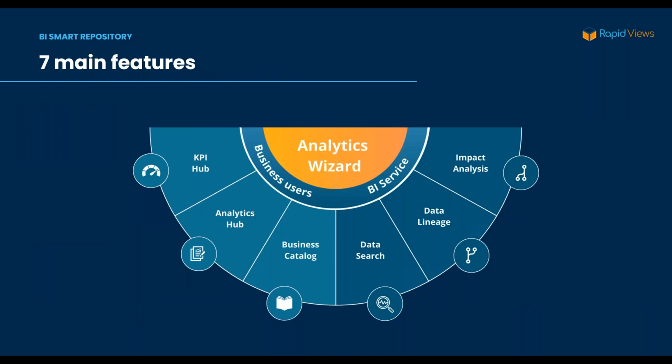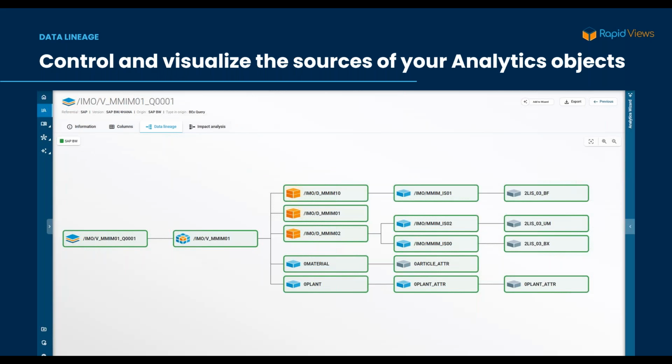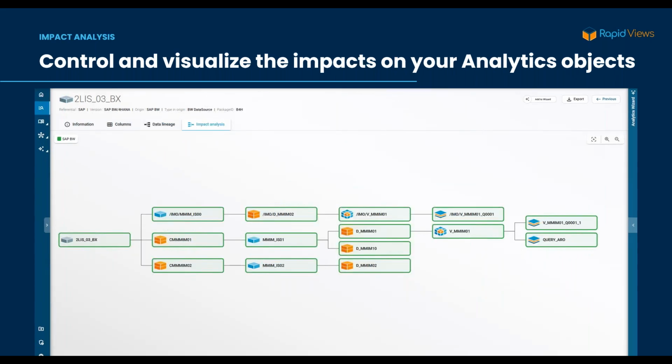We have 7 main features. First, the ability to do any kind of search, because we centralize everything. You can do a search on a table name, on a field name, on a report name, on a semantic layer, whatever. It will find the information. The system will allow you to find any kind of data lineage from the report to the table. On the other side, you will be able to do what we call impact analysis. You select a table and you see where this table is used in your overall analytics space. We do that extremely well.